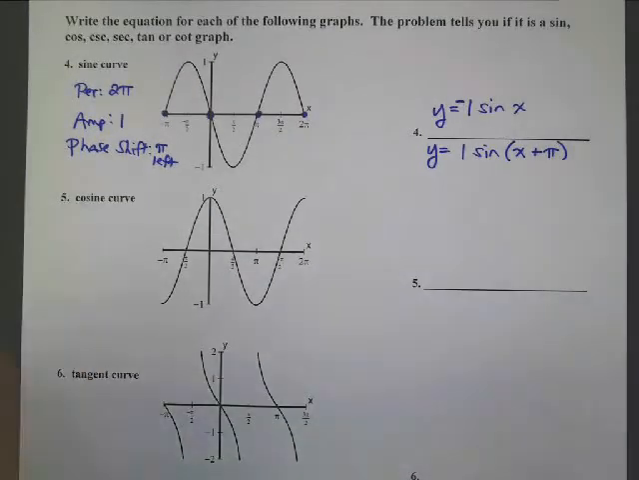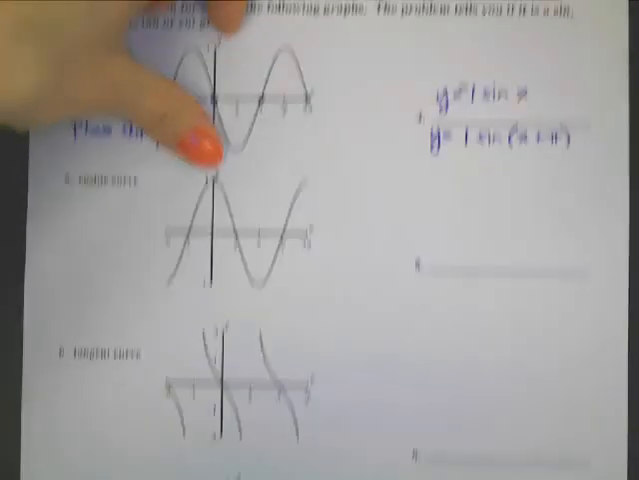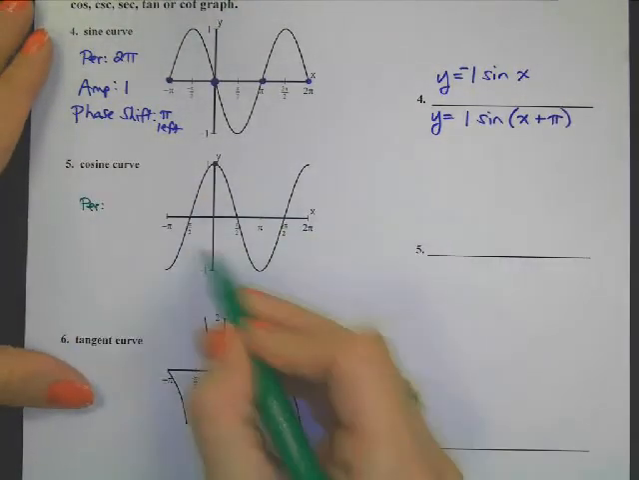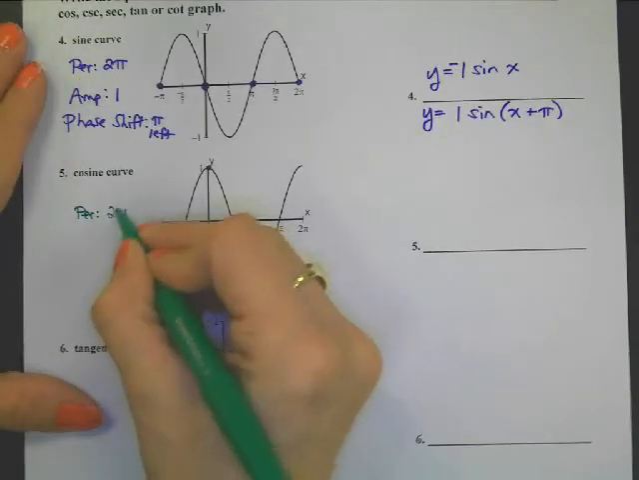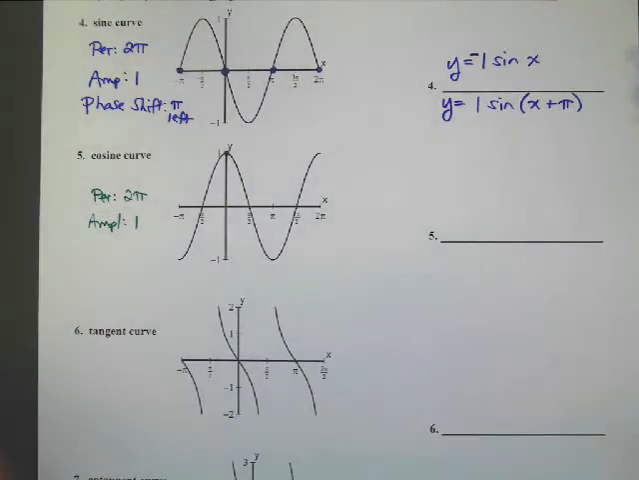I'm noticing here the cosine curve starts at a maximum, so this is just a regular cosine graph. But I do need to make sure that I consider the period. Down, down, up, up, the period is 2 pi. Okay, the amplitude is still 1.